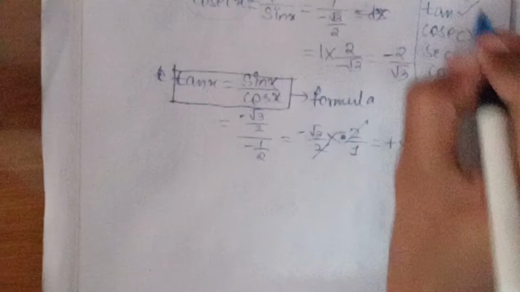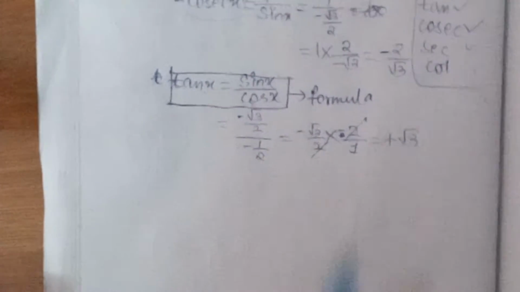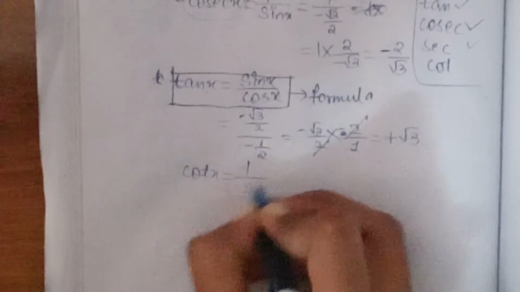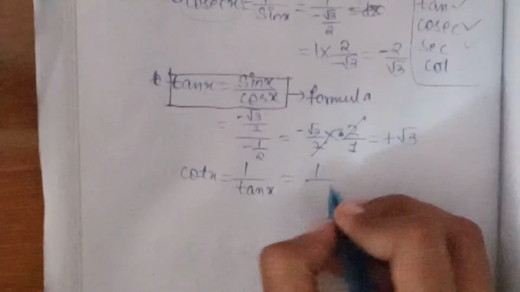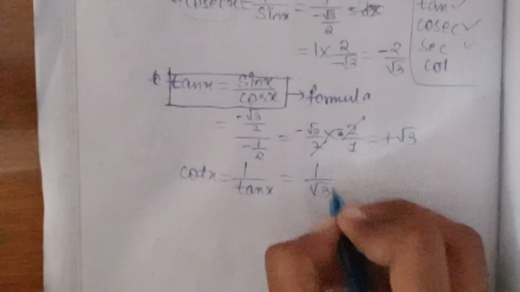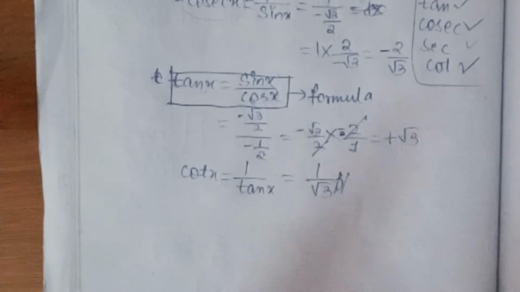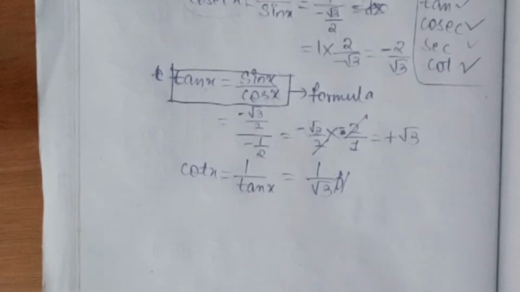So automatically, if we know the value of tan, we can find the value of cot. How is that? As I said, cot x can be found by the reciprocal of tan x. So 1 by tan is what? Root 3. So we got the value of cot also. Like this we have to find the 5 trigonometric functions in the first question. Hopefully you have understood it, right?